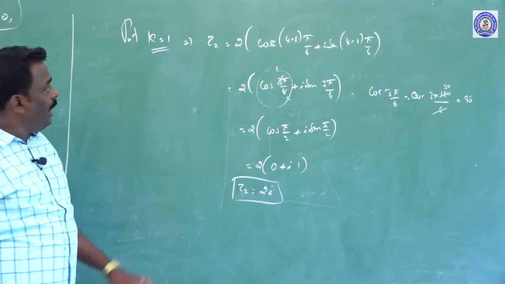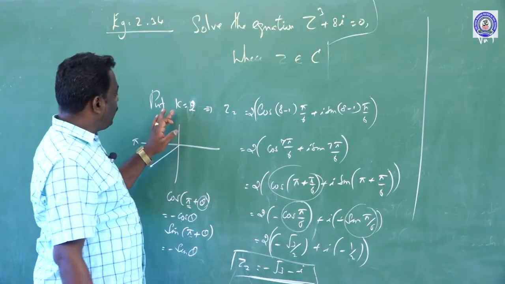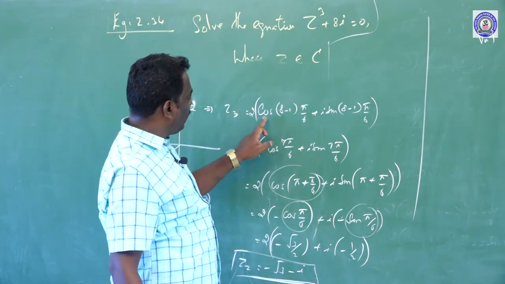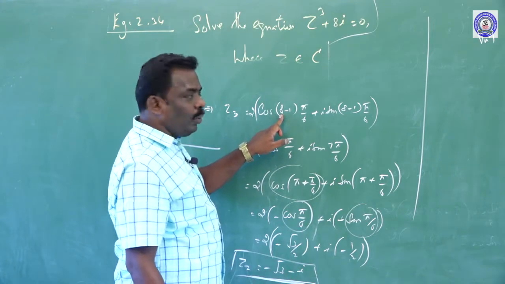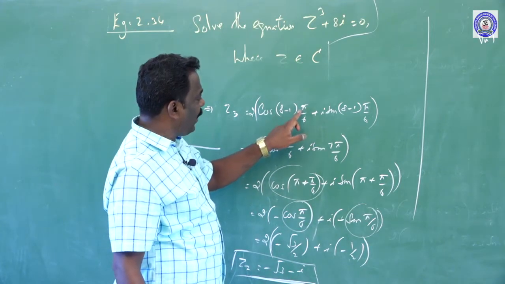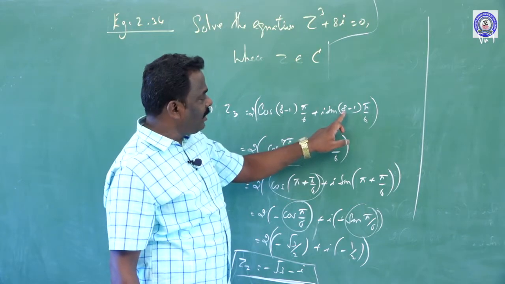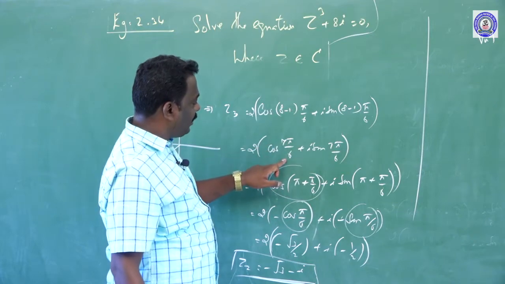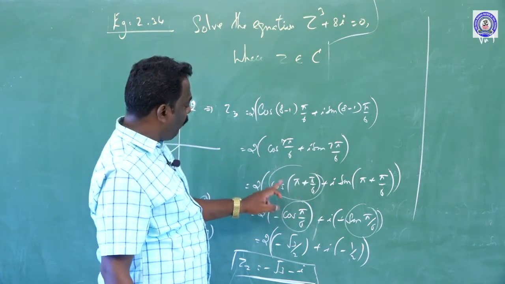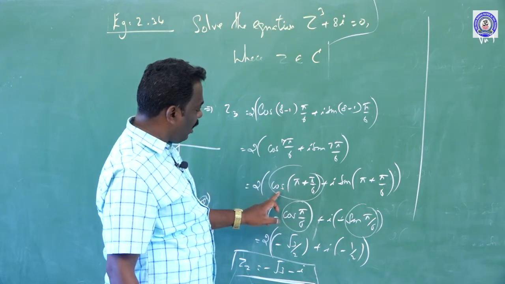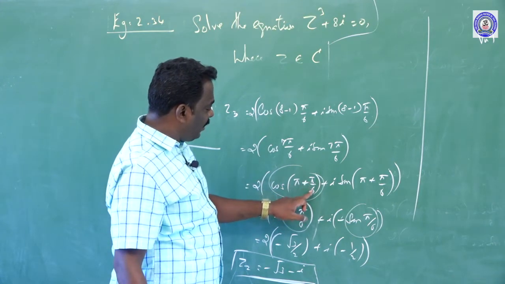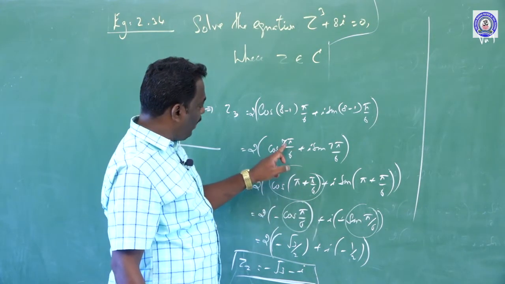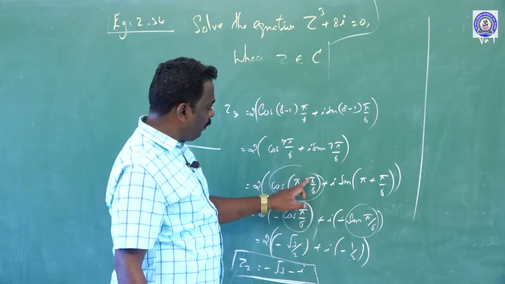And similarly we can put k value equal to 2. Put k value equal to 2, z3 is equal to 2 times of cos of (4 into 2 is 8) 8 minus 1, π/6, plus i into sin of (8 minus 1) π/6. Just simplify the term: 7π/6, and the same for the sin. Therefore 7π/6 we can convert as π plus π/6, because 6 plus 1 is 7, that is 7π.